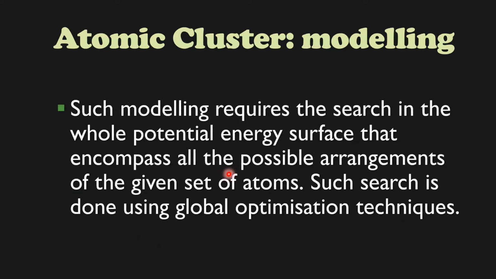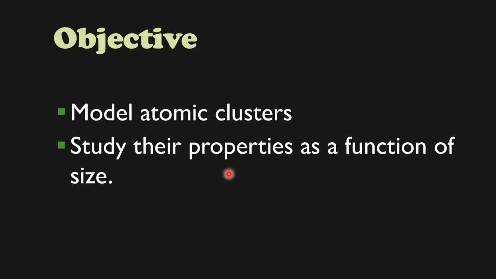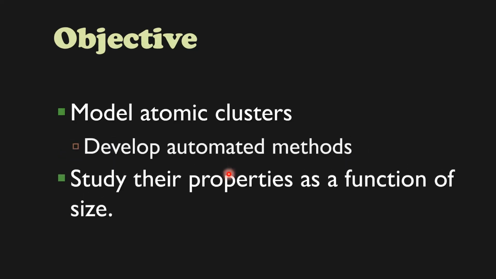Such modeling requires that we search the entire chemical space to see what is the best geometry possible. That usual technique is called global optimization. So I will talk about all this. What I will do first is how we model these atomic clusters. For that, we developed some automated methods to do this modeling. I will explain that, and then some study of the properties.